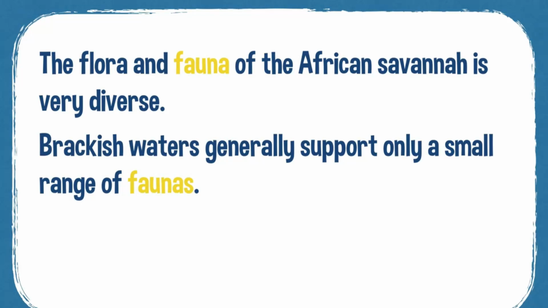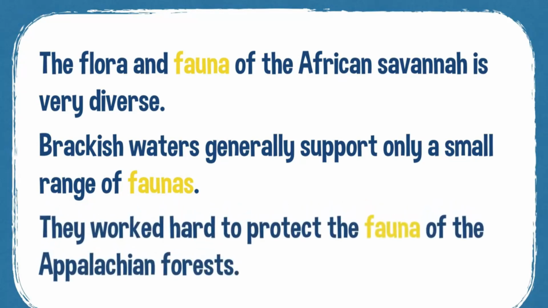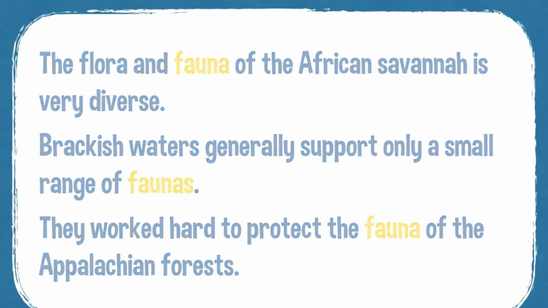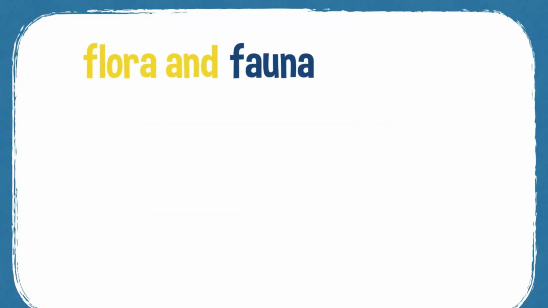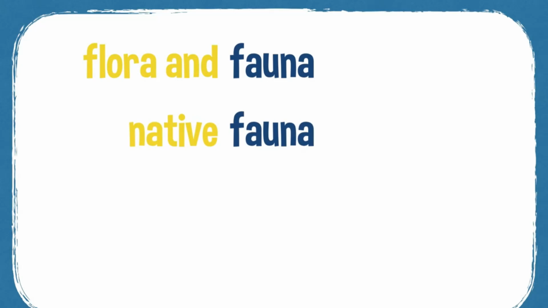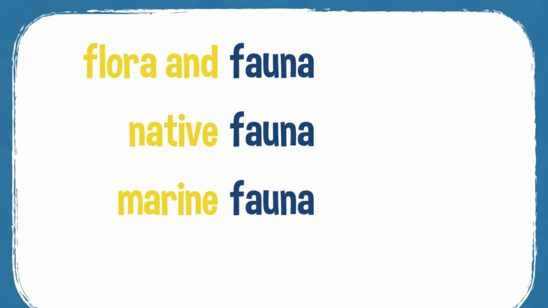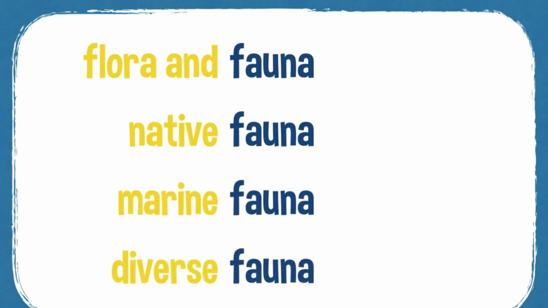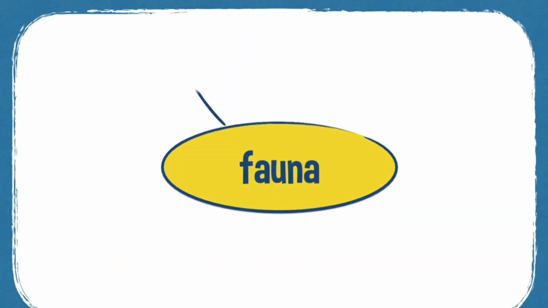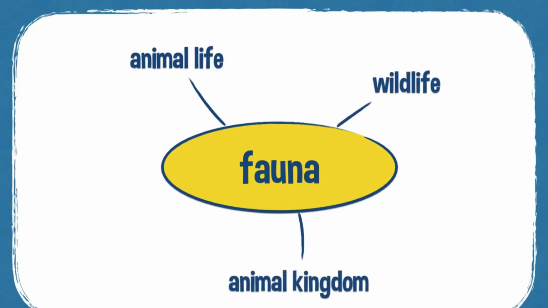Brackish water means it's not clean, it doesn't move, it's stagnant. They worked hard to protect the fauna of the Appalachian forests. So here's that collocation, flora and fauna. We often talk about the native fauna. So animals that are native to a particular area. Marine fauna for sea animals, diverse fauna. So some synonyms for fauna: animal life, the animal kingdom, wildlife.